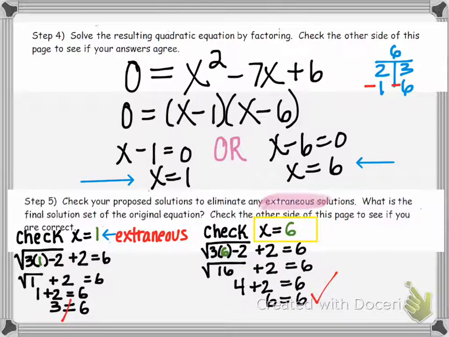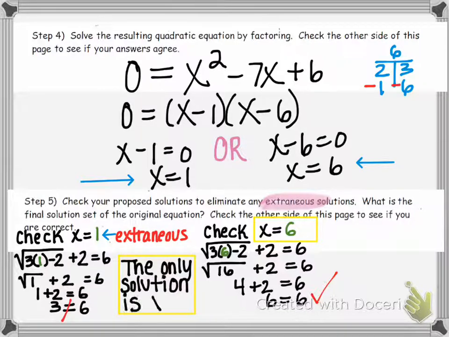Yay! We found our only solution. So what that means is the only solution to this radical equation is x equals 6.